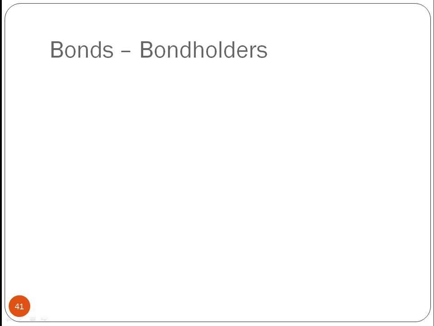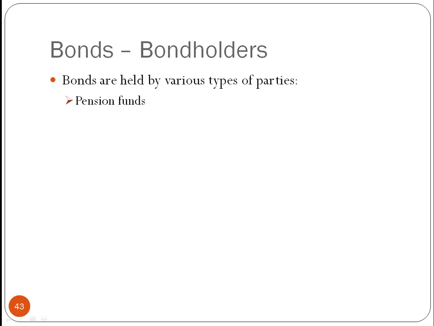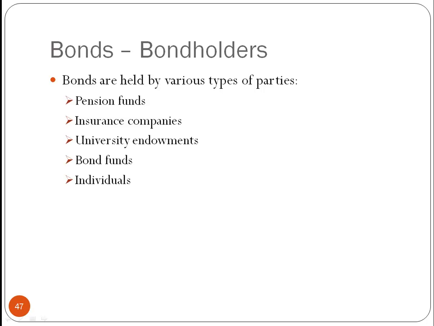Who are the bond holders? Who are the investors in bonds? Well, these are oftentimes large buyers. So pension funds, pools of money, will invest in bonds. They want long-term stability, kind of low-risk securities. Insurance companies, the same thing. They want relatively low-risk investments. University endowments. There are bond funds. And even individuals might buy bonds.